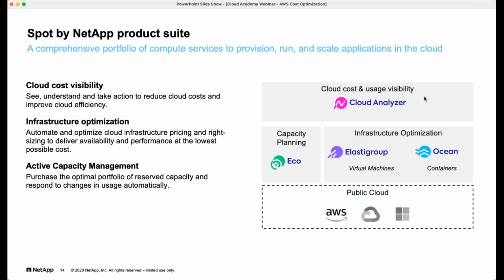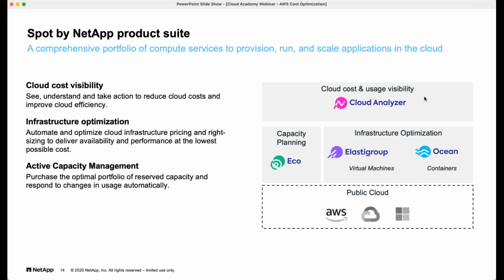So by creating a commitment portfolio on how you deal with AWS, you can drive that savings even further than you can with maybe a single savings plan or a single RI purchase. And then over on the right, we have our actual virtual machine and container optimizations in both Elastigroup and Ocean.